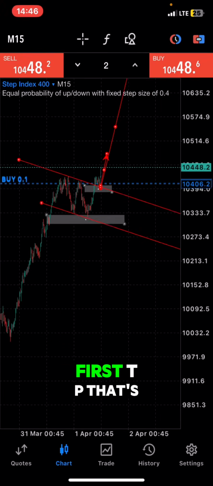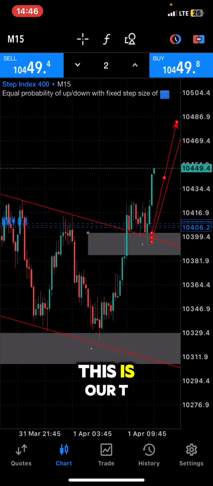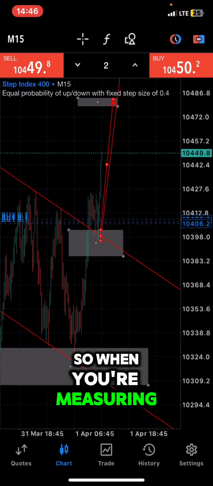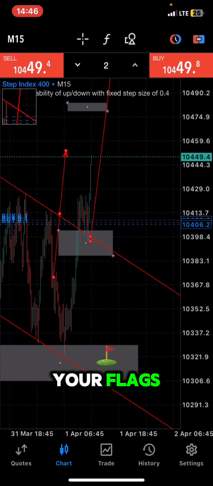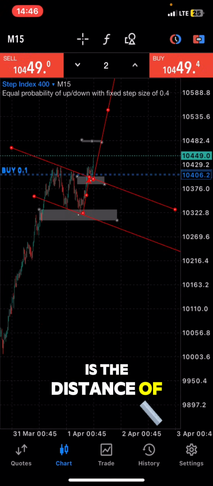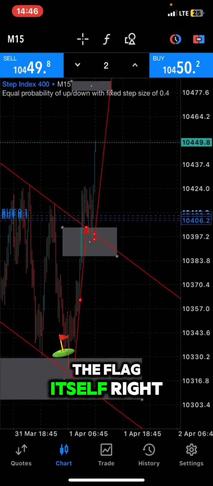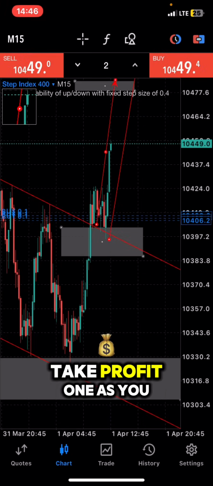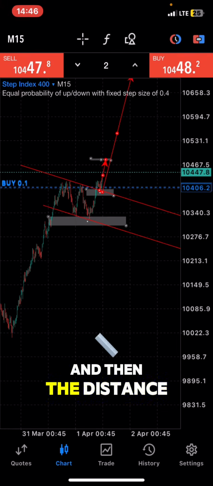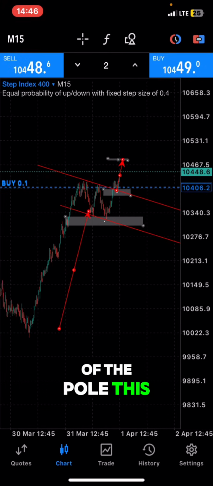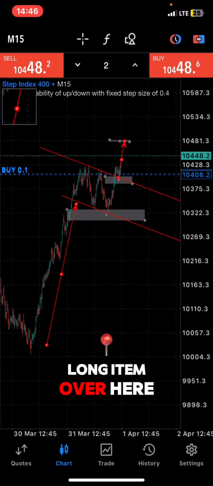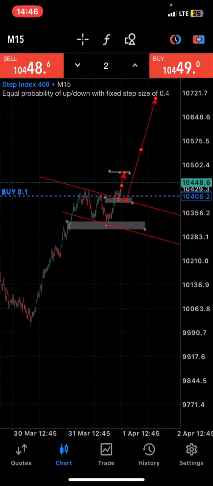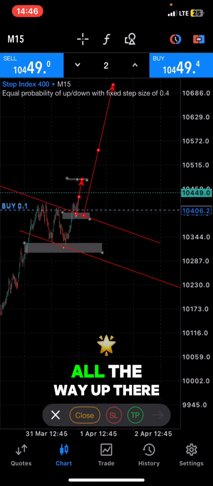We have our first TP that's about to be hit. This is our TP1. Why do I have that as TP1? Let me explain something. When you're measuring your flags, you take profit for your flags, your first TP is the distance of the flag itself. So the distance of the channel is your take profit 1, as you can see. And then the distance of the pole, this is the pole over here, this long part, is your take profit 2. So here our take profit 2 is actually all the way up there.